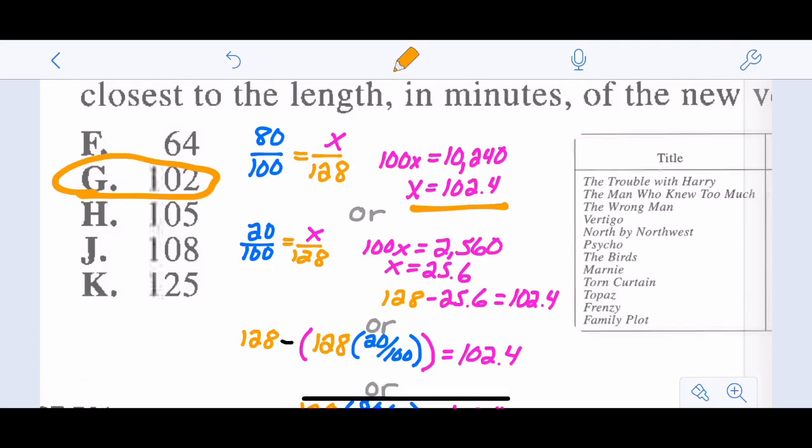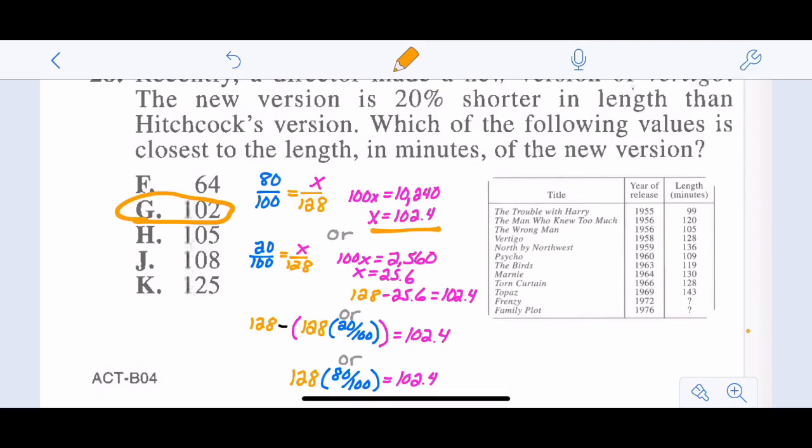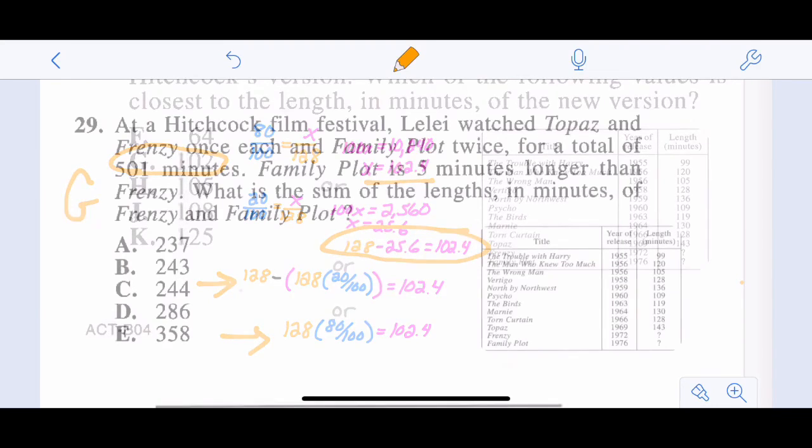Or you can say 20% shorter, so it's 20% of 128, and it's 25.6. So when we do 128 minus 25.6, we get 102.4. If you'd rather do it as an equation, 128 minus 20% of 128, or 80%, 0.80 times 128, is 102.4. So, G.